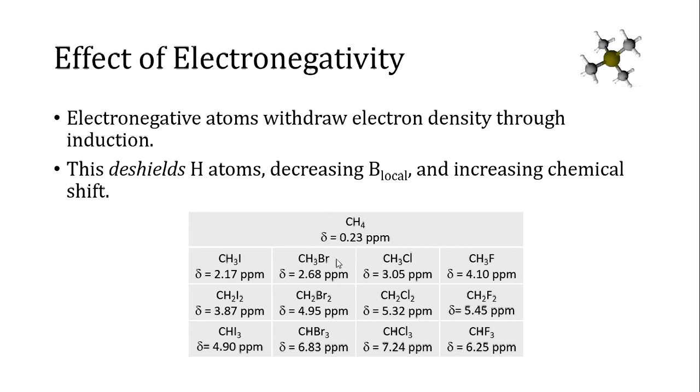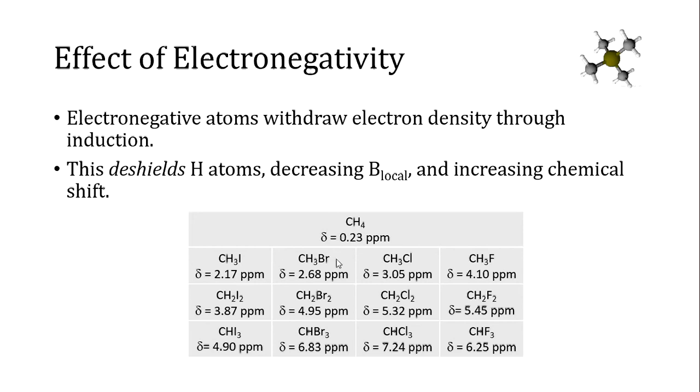The value of B local, the field generated by the electrons in a molecule, can be impacted by electronegativity. As you know, electronegative atoms withdraw electron density through induction. So electronegative atoms can pull some of that electron density away from the hydrogen atoms, deshielding them a little bit. And so here are some examples based on substituting hydrogen atoms in methane with the different halogens. And as you go down this table, you go from no halogens to 3 halogens.